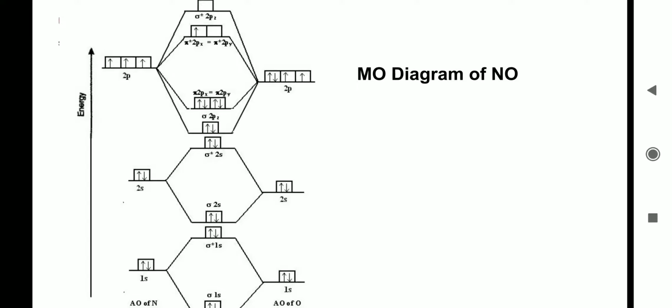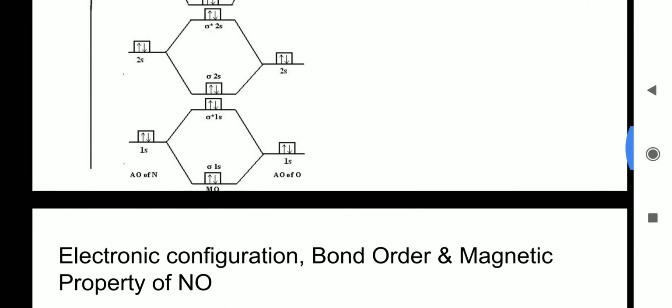Now, this bond order of nitric oxide is less than that of the nitrogen molecule. So, we can say that the nitrogen molecule is more stable than this nitric oxide molecule.